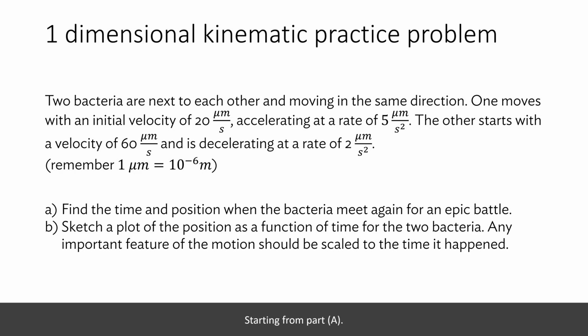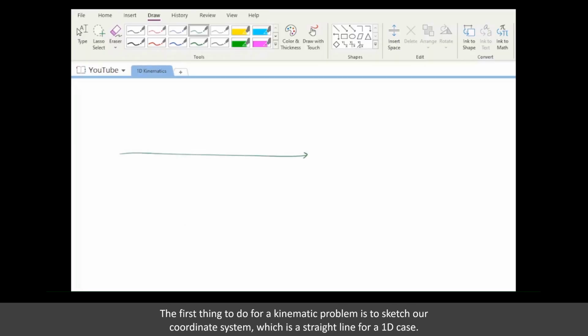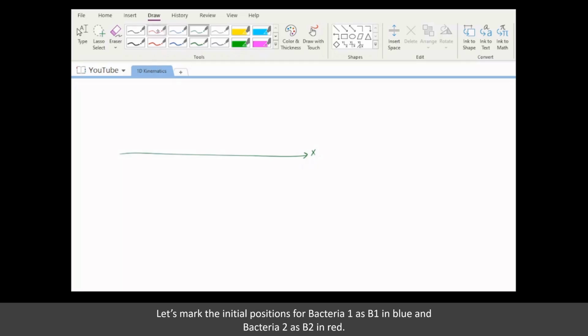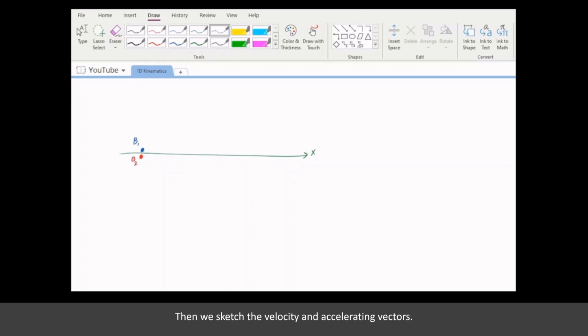Starting from part A, the first thing to do for a kinematic problem is to sketch our coordinate system, which is a straight line for the 1D case. Let's mark the initial positions for bacteria 1 as B1 in blue and bacteria 2 as B2 in red. Then we sketch the velocity and acceleration vectors. For bacteria 1, both are positive.